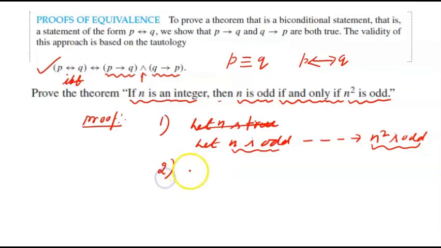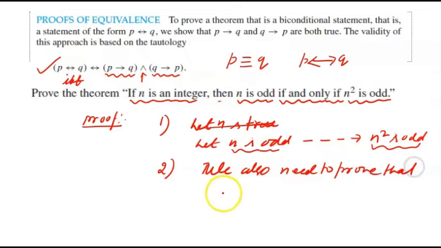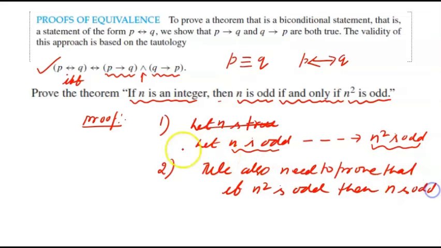The second step will be that we also need to prove that if n square is odd, then n is odd. So we have to prove it both ways. Starting with n is odd, we have to prove n square is odd, and then starting with n square is odd, we have to prove n is odd.